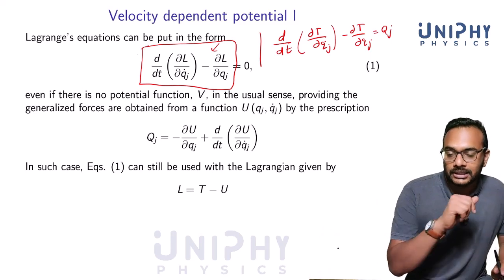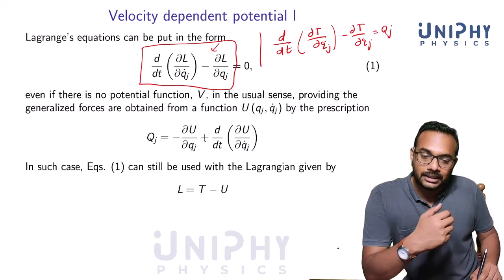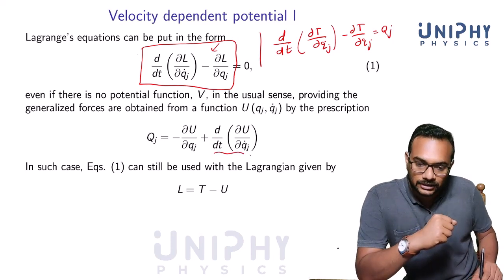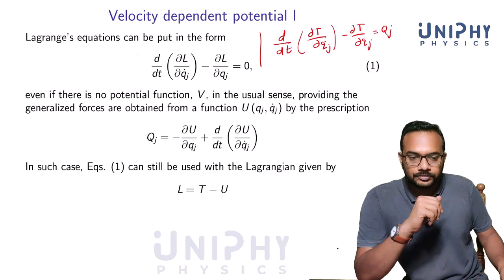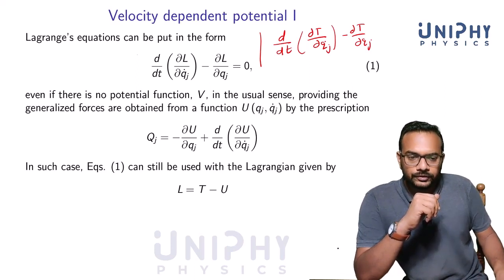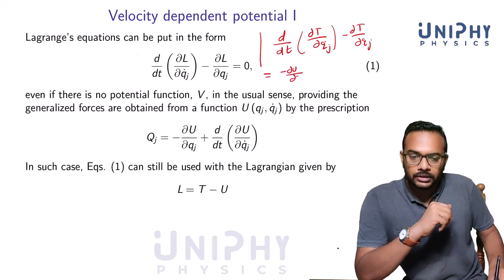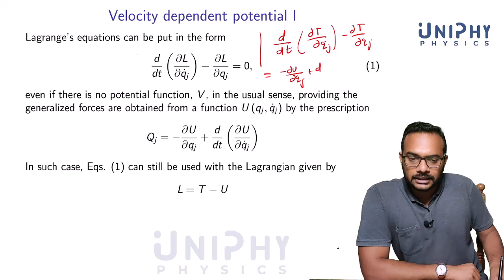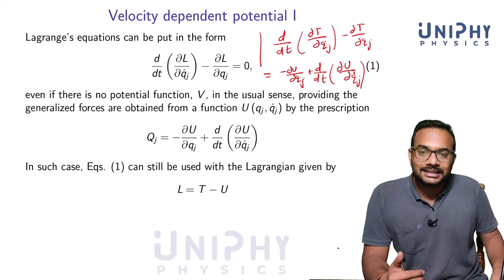We can write it in this form if the generalized force has an extra term of this form, d by dt of dou U by dou qj dot. That's easy to see. So instead of Qj here, you substitute this term, you get minus dou U by dou qj plus d by dt of dou U by dou qj dot. We see that it nicely combines here.